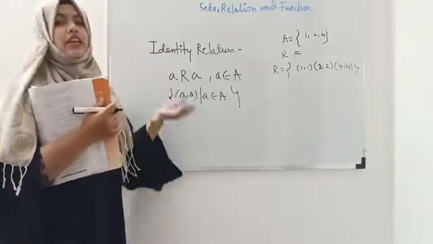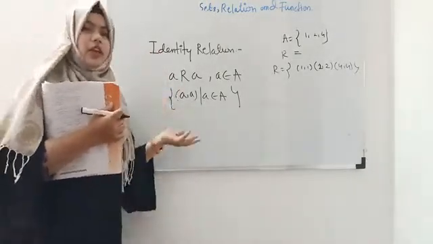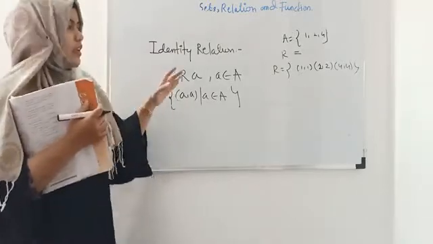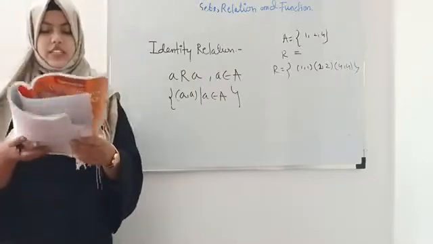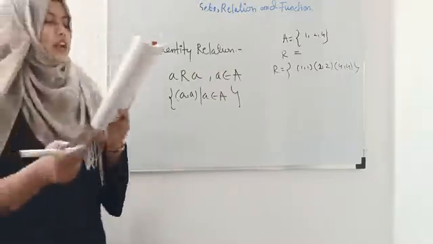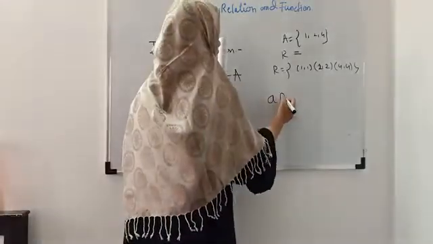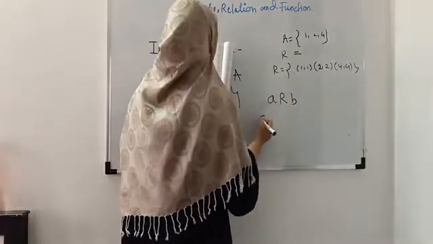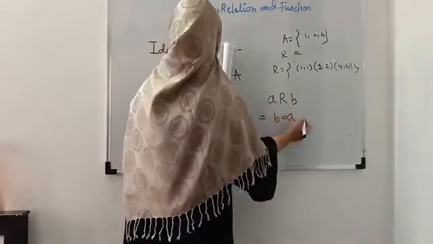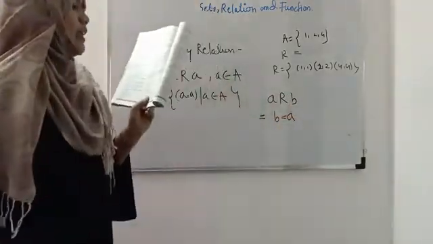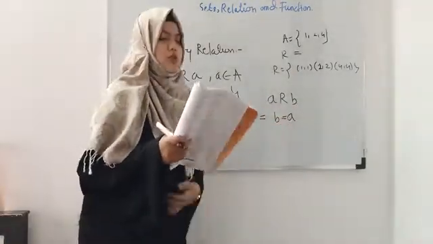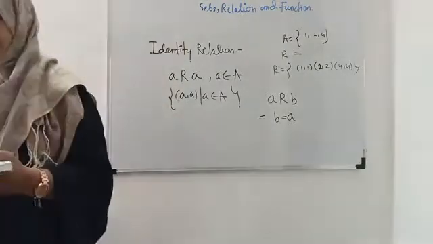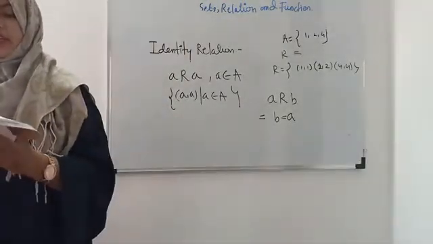मतलब वो खुद से ही related है. A is related to A, C is related to C. Only then that type of relation is called identity relation on set A. Okay. That means A is related to B only if B is equal to A. This is called identity relation. A is related to B only if B is equal to A or A is equal to B. Then this is called identity relation. Okay.